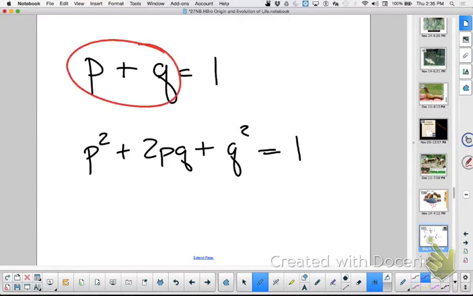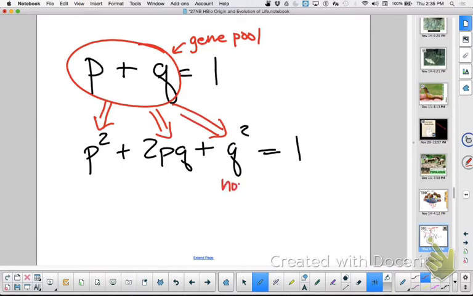When you look at P plus Q equals 1, this is your gene pool. That's how many big T's and how many little t's you have in your gene pool. But remember, organisms that come out are diploid, so they're going to have either 2 P's, or a P and a Q, or 2 Q's. These are individuals that come out of the gene pool. This one represents your homozygous recessives, these are your homozygous dominants, and these are your heterozygotes, right?